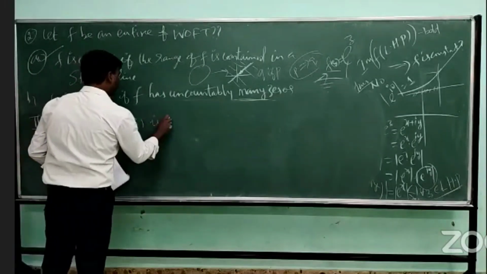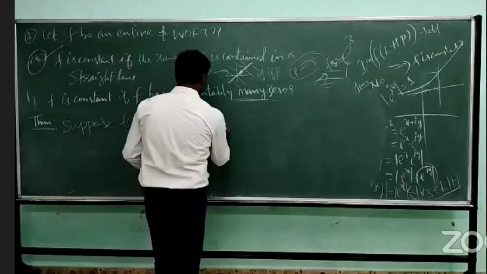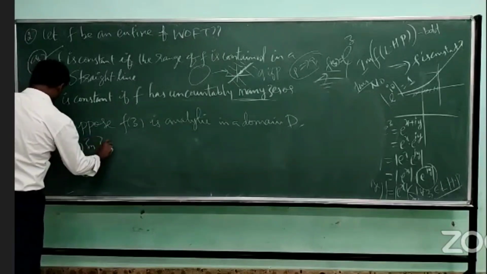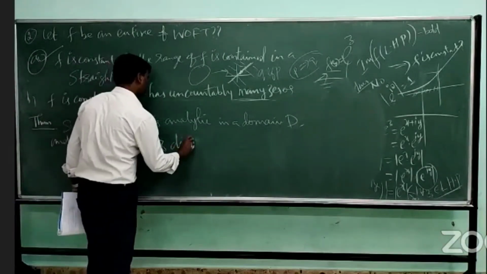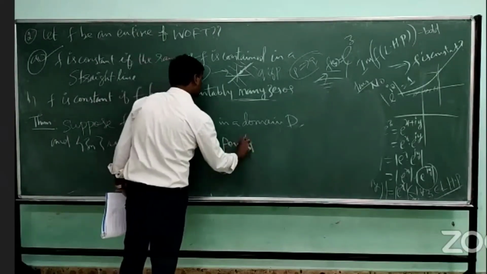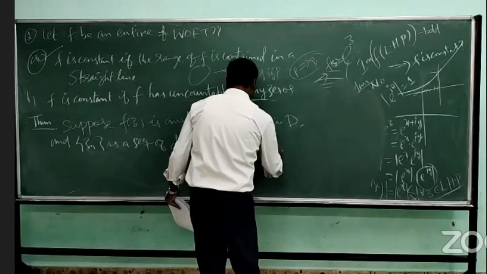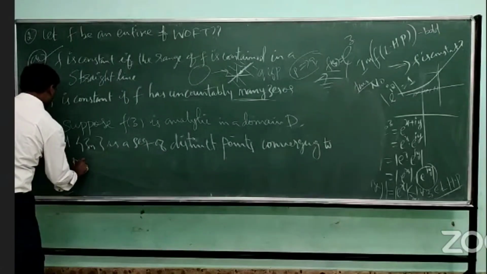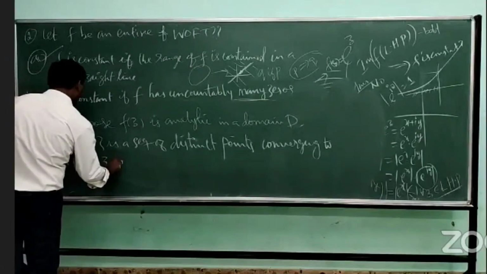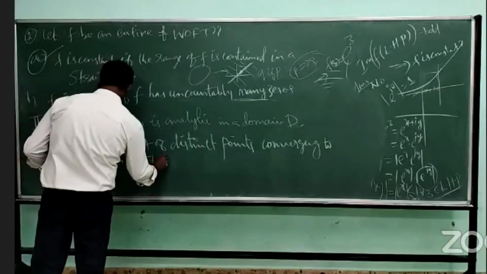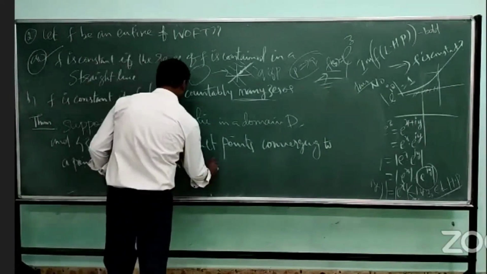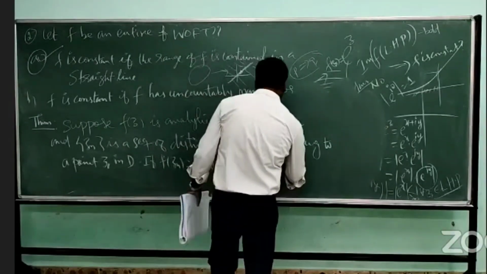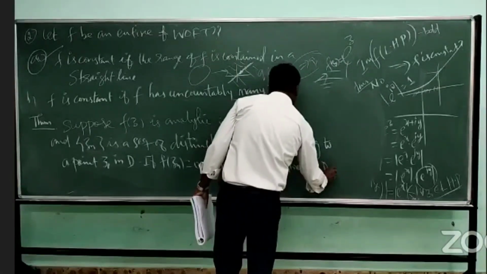Suppose f of z is analytic in a domain D, and Zn is a sequence of distinct points converging to a point in D. If f of Zn equals 0 for every n, then f is identically 0 throughout D. Do you understand?